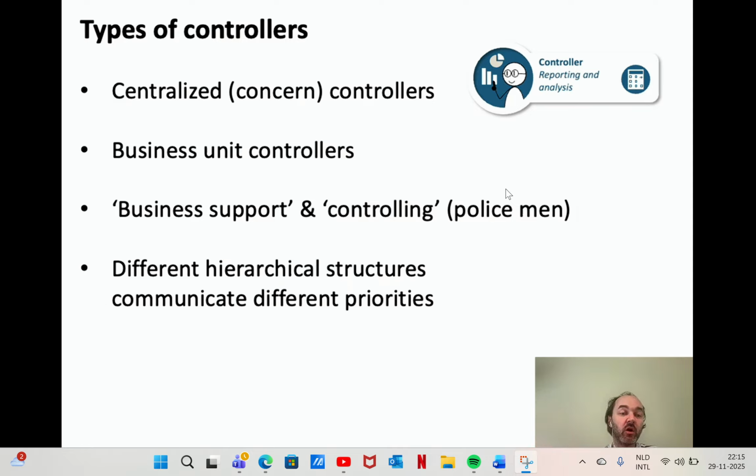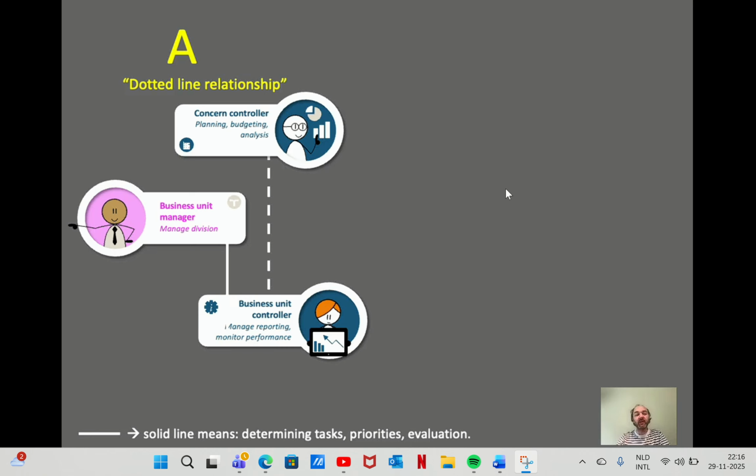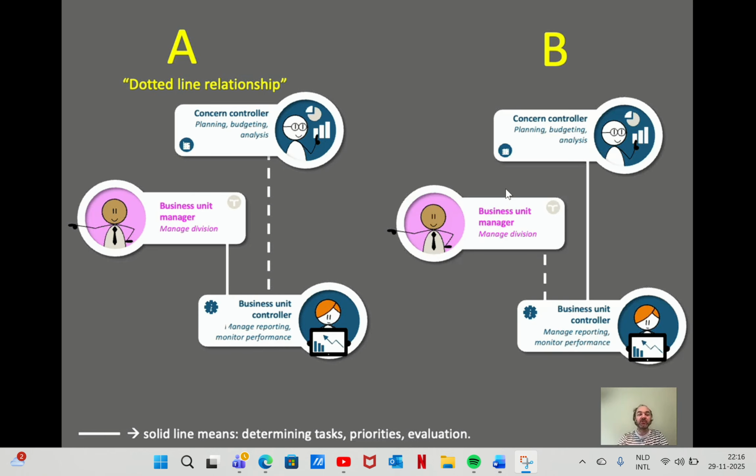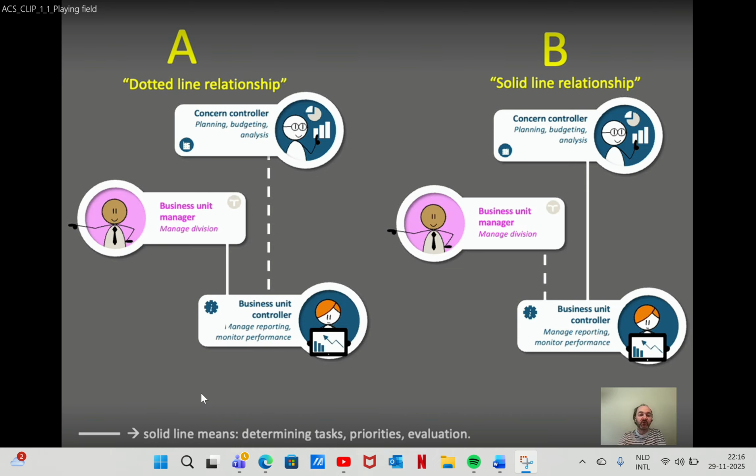And where you are in the hierarchy of an organization also really matters for how you probably carry out your role. Now, the book that we use by Merchant and Van der Stede in chapter 16 also identifies different structures for organizing the control function in firms. They make a distinction between the dotted line relationship and the solid line relationship. That's this one. So in A, there's the concern or the corporate controller, and there's a business unit controller, and here's the business unit manager. So I removed some other roles here. But here, the main relation is with the business unit manager.